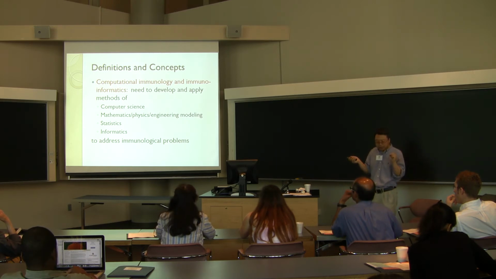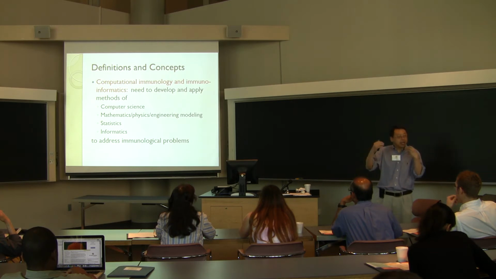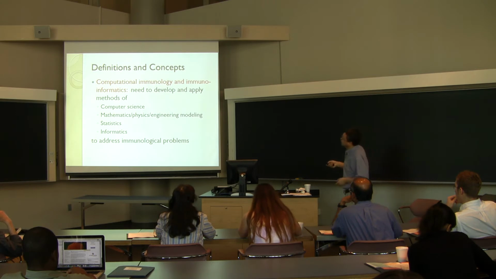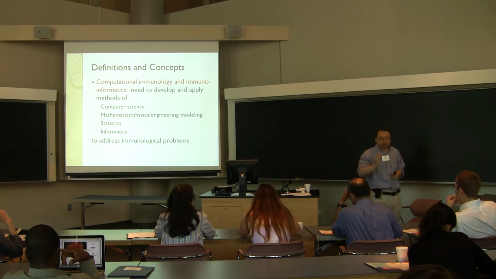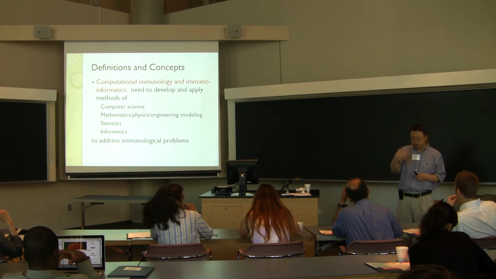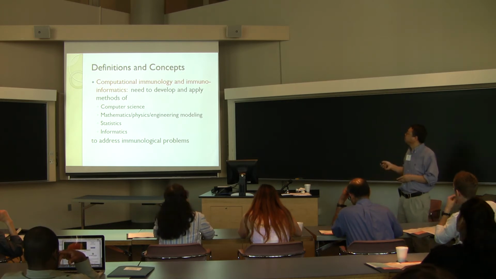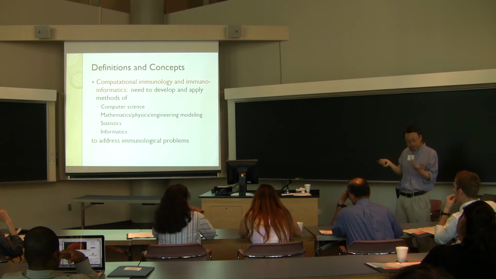Statistics definitely is to link this mathematics to your experimental data. When you deal with the data and you also have a model, you link these two things, then you need the statistics. Informatics is basically how to handle the information, the data you collect from this kind of computational immunology experiments.